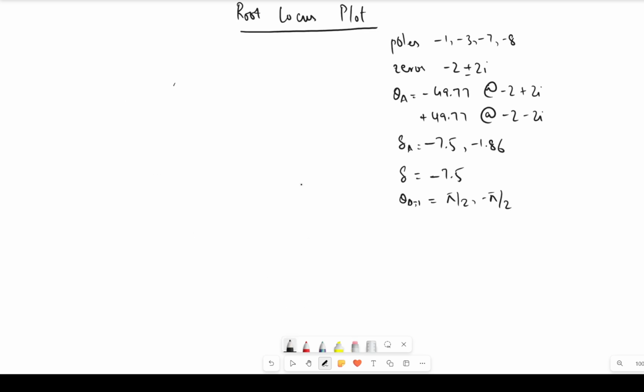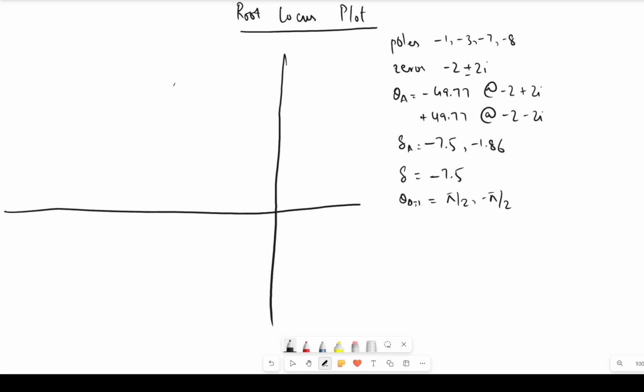Okay, so because the locus will be on the left side, I'm giving more space to myself on the left side. We have a -3, we have a -7, and we have a -8. We have a 0 here, and we have a 0 here. This is 2i, this is -2i, this point is -2, right? Now, with this data, I've already used these two.